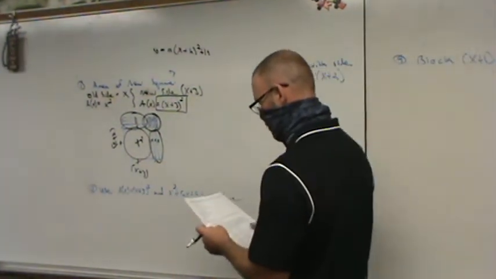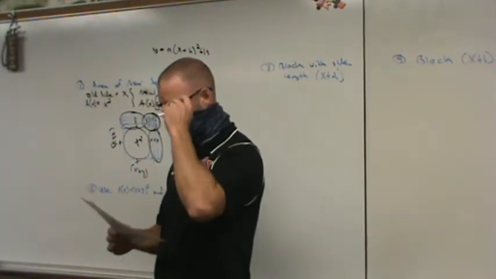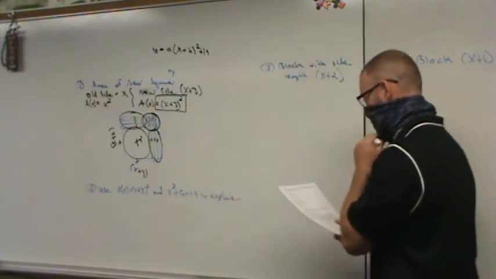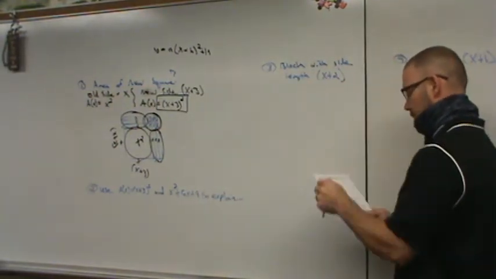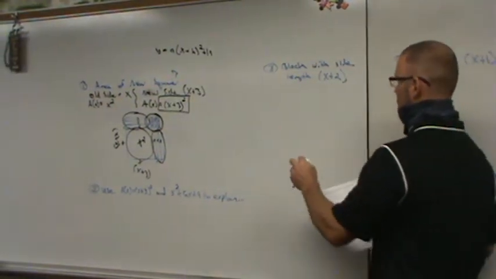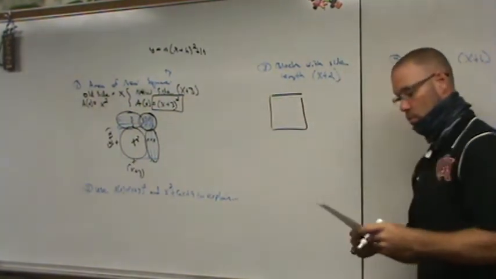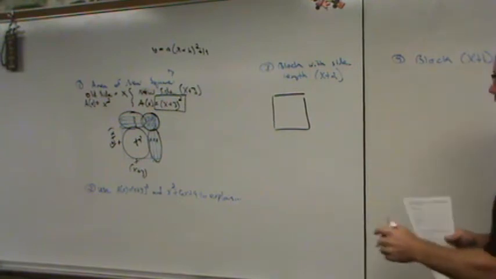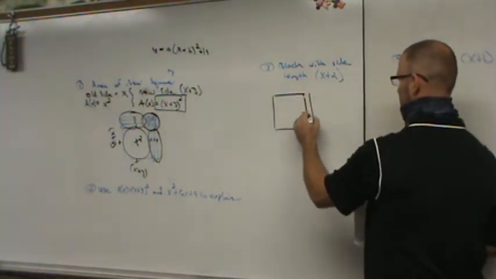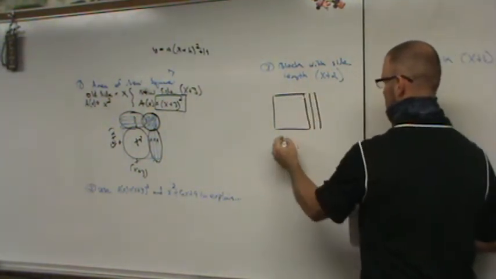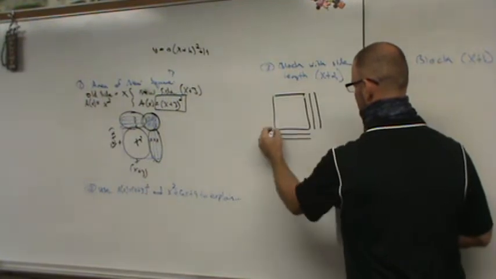Moving on, question number 3, it says for each of the following clip blocks, draw a diagram of the block and write 2 equivalent equations for the area. A block with a side length of x plus 2. We'll start with your original. What are we doing? Think about what you're doing. You're adding 2 units to each side. That's what it's telling me. So I added 2 to one side, 2 to the other.